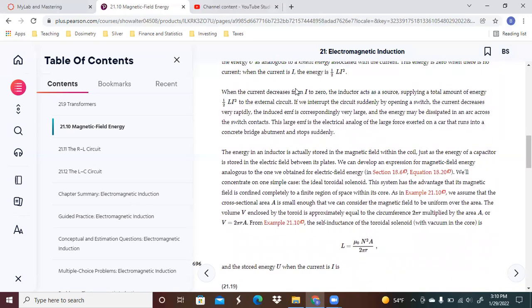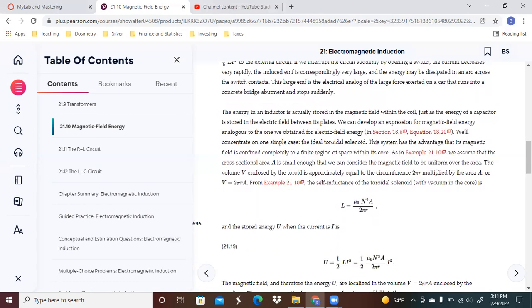When the current decreases from I to 0, the inductor acts as a source, supplying a total amount of energy, this, to the external circuit. If we interrupt the circuit suddenly by opening a switch, the current decreases very rapidly. The induced EMF is correspondingly very large in order to try to compensate, and the energy may be dissipated in an arc across the switch contacts. And this large EMF is the electrical analog of the large force exerted on a car that runs into a concrete bridge abutment and stops suddenly.